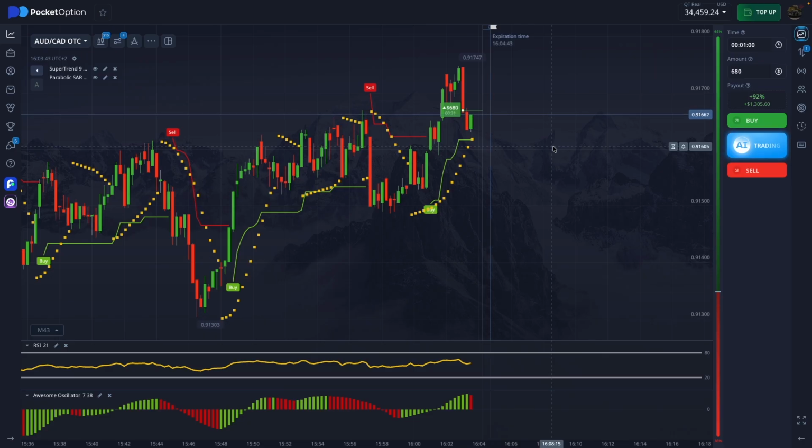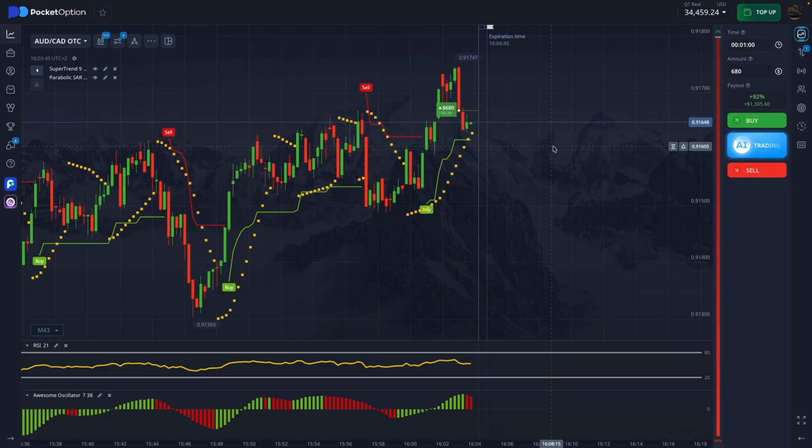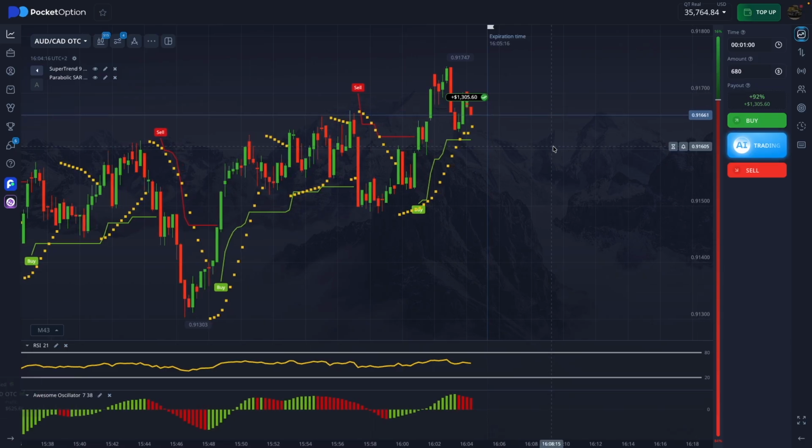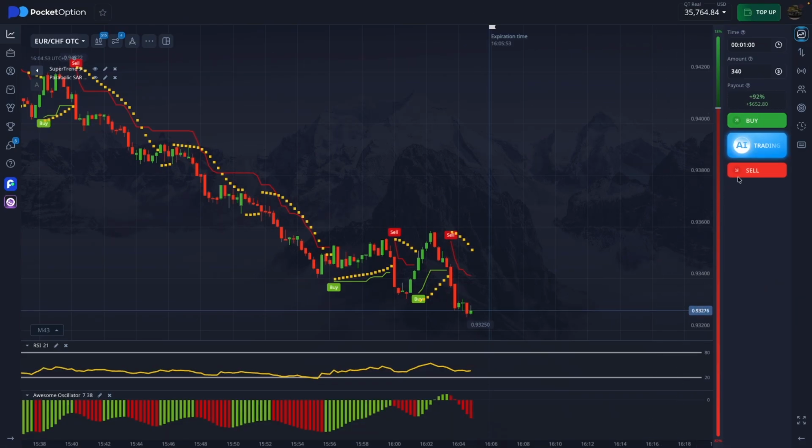So, I am watching this trade, which I opened as an up trade. So, a few seconds before the trade closes, and it ends up being a profit for me. I easily recovered the loss from the previous trade, and now I will open the next trade again with $340. So, I found a good moment to enter a down trade. And now, let's see how this trade will close for me.